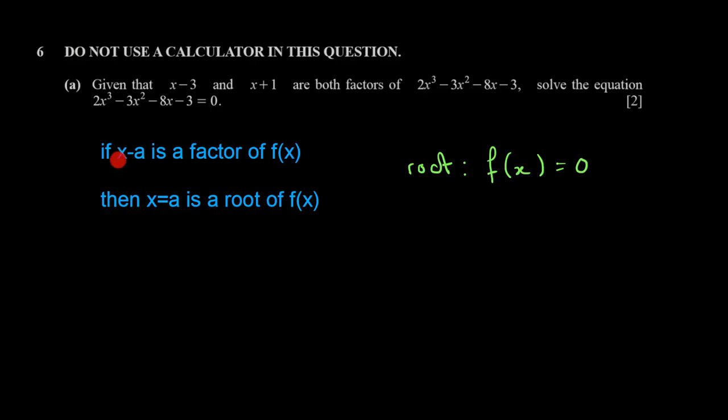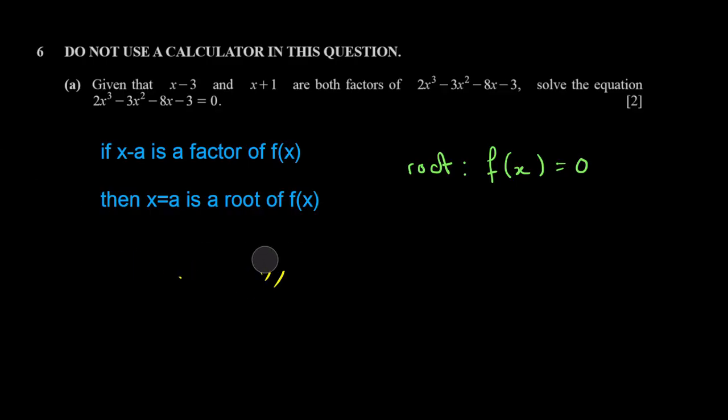This is saying that if x minus 2 is a factor, 2 is a root. If x minus 3 is a factor, 3 is a root. If x plus 4 is a factor, then negative 4 is a root. Why is that? Because x plus 4 is the same thing as x minus minus 4, isn't it? So if x minus minus 4 is a factor, then negative 4 is a root.